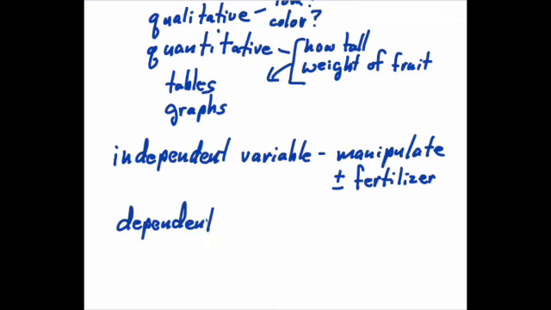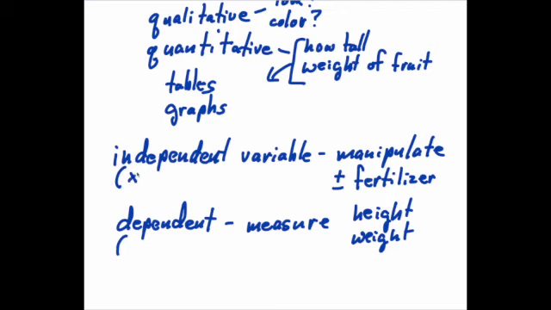All right, and that's going to be these things that we talked about before: the height, the weight of the fruit, and so forth. Okay, so think of it this way: the height of the plant depends on whether or not there's fertilizer. Okay, so the dependent variable depends on the independent variable. And when you do go to graph this stuff, the independent variable goes on the x-axis because it's independent and doesn't need any support, whereas the dependent variable goes on the y-axis, and that is supported by the x-axis.